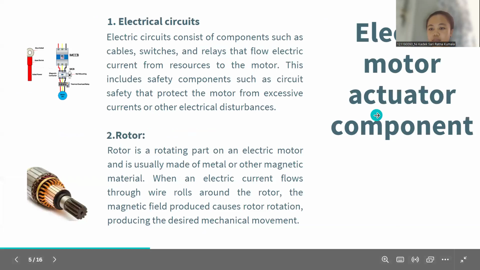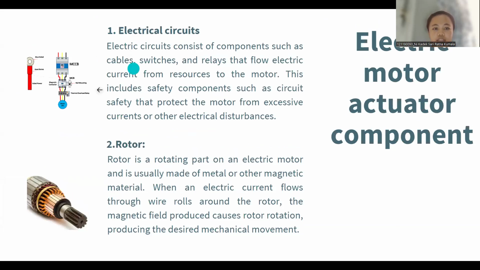And next, electric motor actuator components. For the first, electrical circuits. Electrical circuits consist of components such as cables, switches, and relays that flow electric current from resistors to the motor. This includes safety components such as circuit safety that protect the motor from excessive currents or other electrical disturbance.